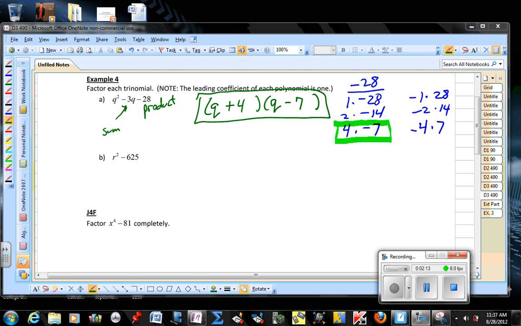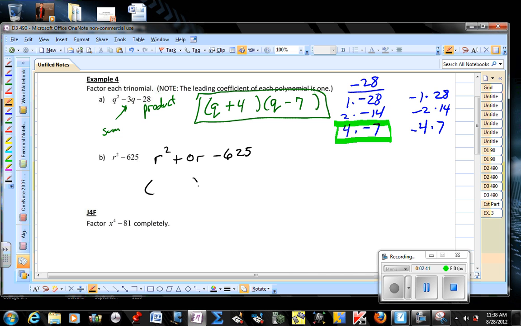Okay, moving to part B, hopefully we can recognize that this is the difference of two squares. And if you recognize that this is the difference of two squares, you can tell that our factors are going to be conjugates of each other. But maybe you don't recognize that. So here's what you can do. We can write this as r squared plus 0 times r minus 625. I reverse the numbers. Here we go.